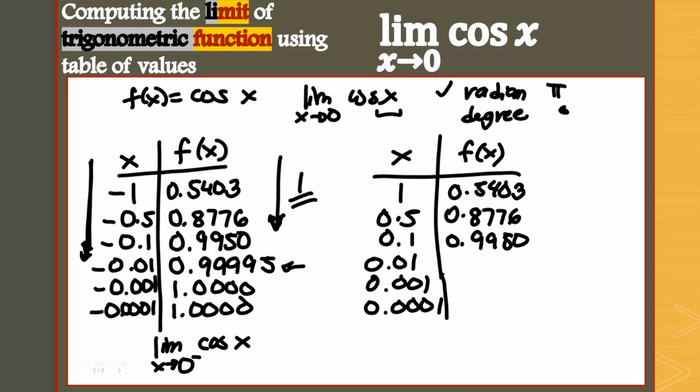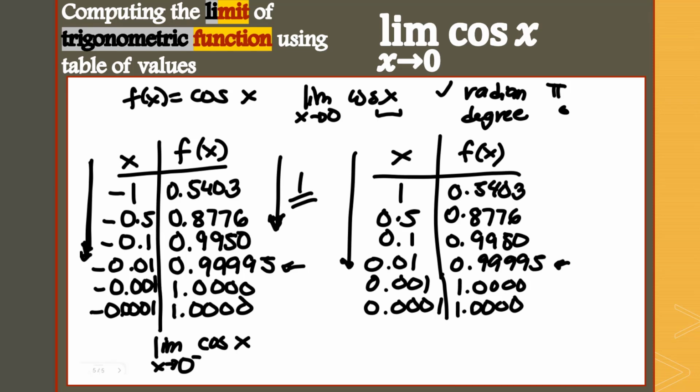And for the rest of the values, we'll be copying the values from the left using the negative of these x's. So you will have 0.99995. Again, 5 decimal places just to illustrate this further. And you will have 1.00 and 1.000. Again, you may use your calculators to verify this. Then, as you use x getting closer to 0, you will have the trend for your f of x also getting closer to 1. This is the limit of your cosine x as x approaches 0 from the right. And we can see that they are equal, and they are both equal to 1.